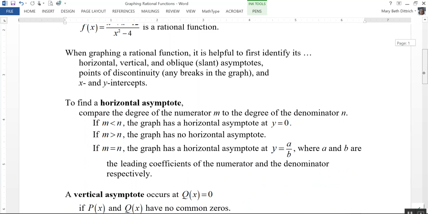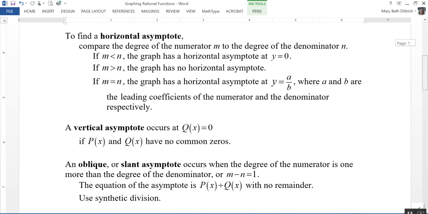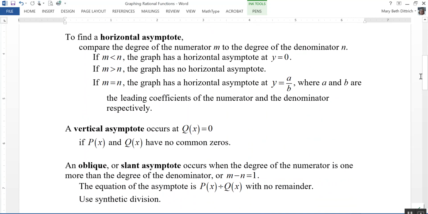So to find a horizontal asymptote, we need to compare the degree of the numerator to the degree of the denominator. To make it easier here, I'm going to refer to the degree of the numerator as m and the degree of the denominator as n. If m is less than n, then the graph has a horizontal asymptote at the line y equals 0. If m is greater than n, the graph does not have a horizontal asymptote. It doesn't have to have one as a reciprocal function did.